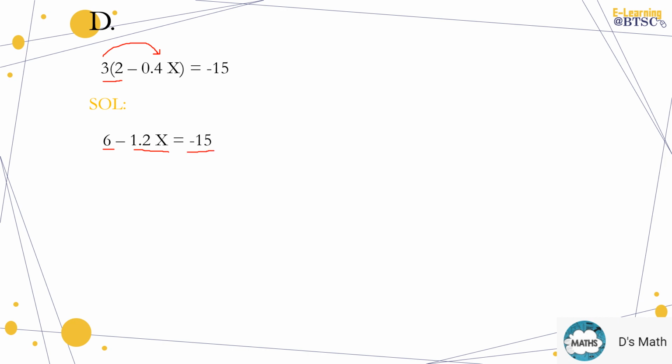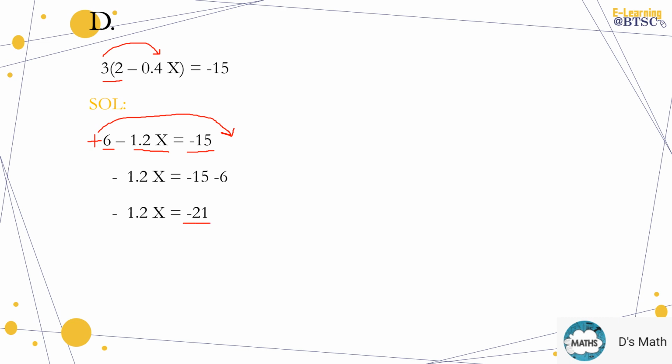Now we know that we want the value of the variable, so we will shift the constants to the right hand side. When you shift 6 to the other side, as you know that when there isn't any sign, that means there is a sign of addition. When this is shifted to the other side, it will be subtracted. After subtracting minus 15 minus 6, we have the answer minus 21.